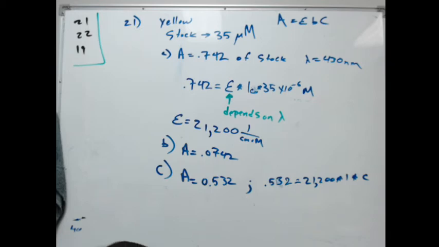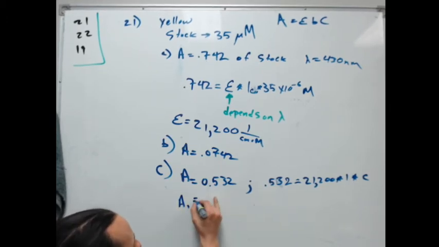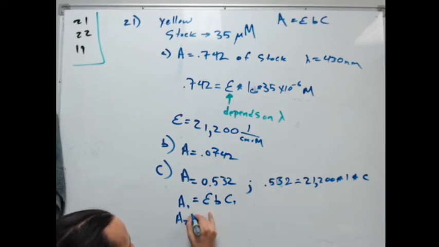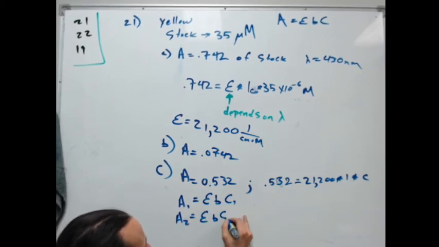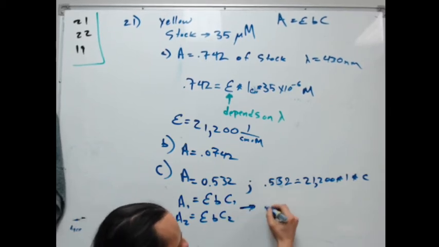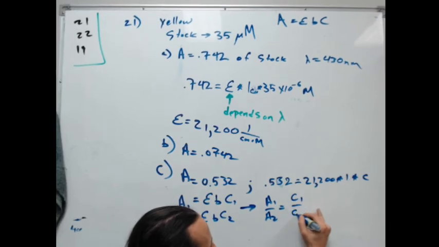Technically, no, because you can essentially take two versions of Beer's law, right? Absorption 1 is equal to epsilon b concentration 1. Absorption 2 is equal to epsilon b concentration 2. Take the ratio, and you get absorption 1 over absorption 2 is equal to concentration 1 over concentration 2.